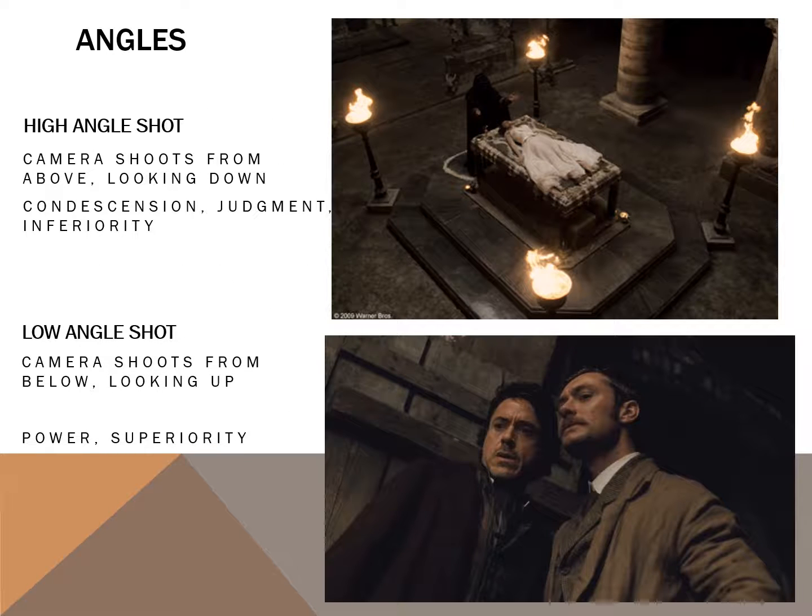Angles. You've got a high angle shot and a low angle shot. In a high angle shot, the camera shoots from above the action taking place, looking down on it. It tends to suggest condescension, judgment, inferiority. You can think of it as the term looking down. When we look down on someone or something, we are placing ourselves in a superior position to whatever it is we're looking at. So it is condescension or judgment, or we think of what's happening as an inferiority. Then you have low angle shots. That's the opposite. You're looking up at someone or something, which suggests power and superiority.